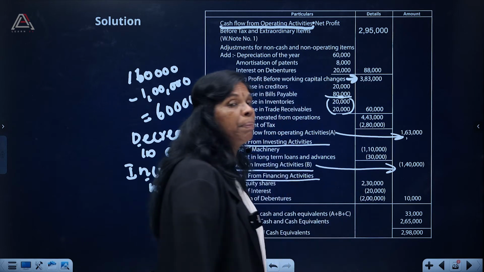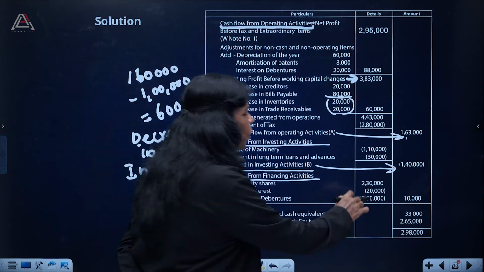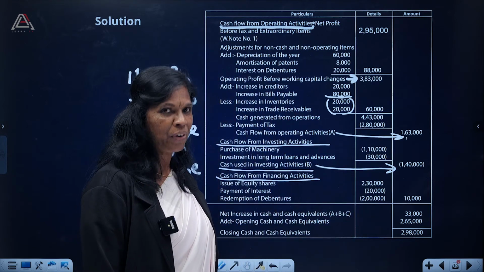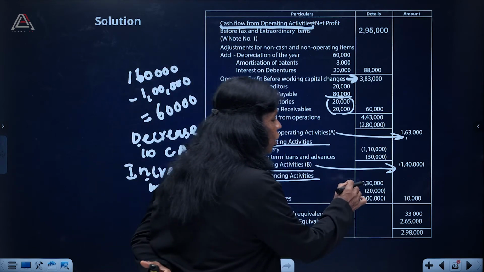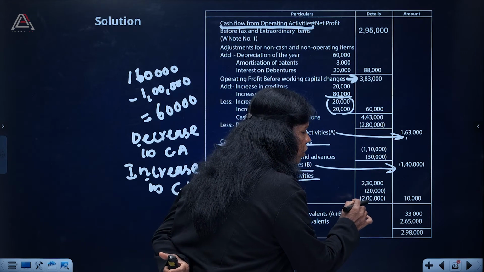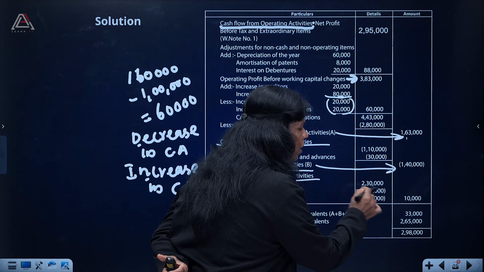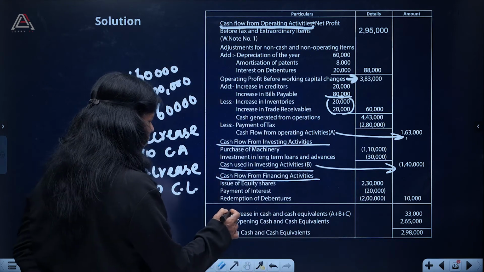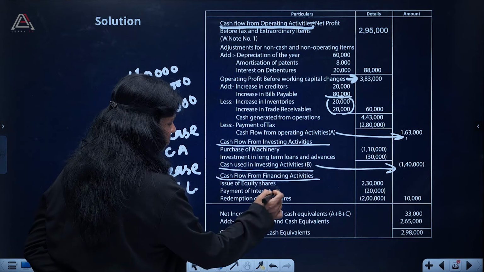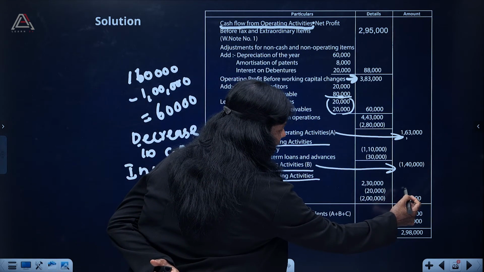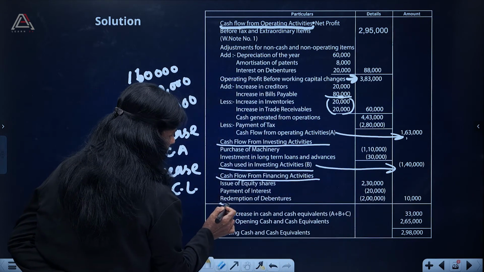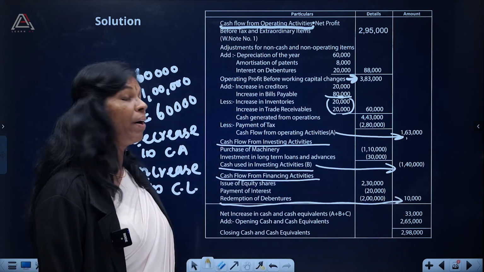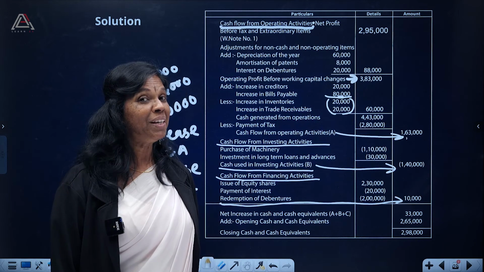Then we have one plus figure, that is inflow: 2 lakh 30,000. These two items are outflow. Then take the difference between inflow and outflow. Inflow is more, so the difference between 2 lakh 20,000 and 2 lakh 30,000 is how much? 10,000. This item we have to treat as net cash flow from financing activity.